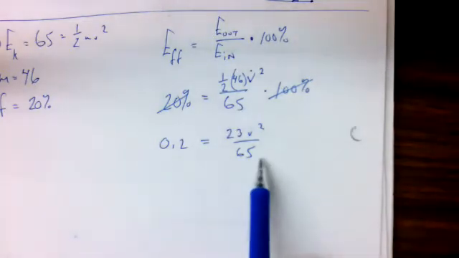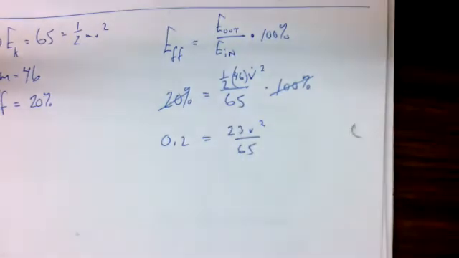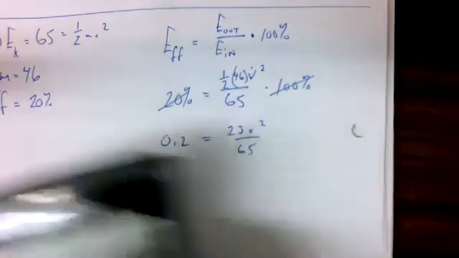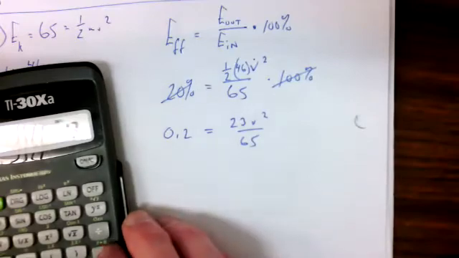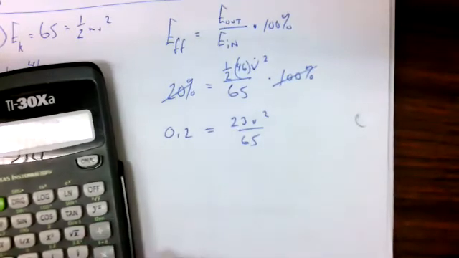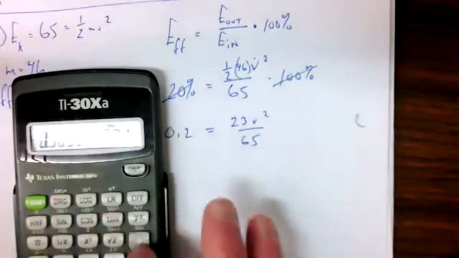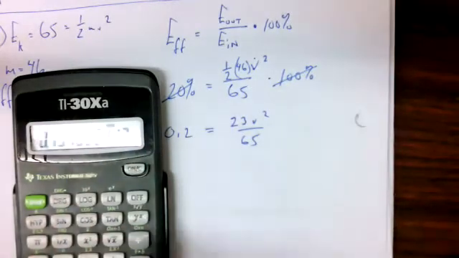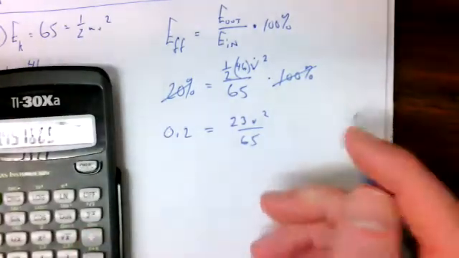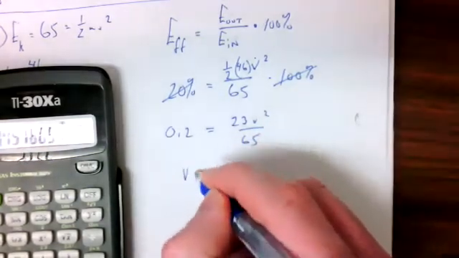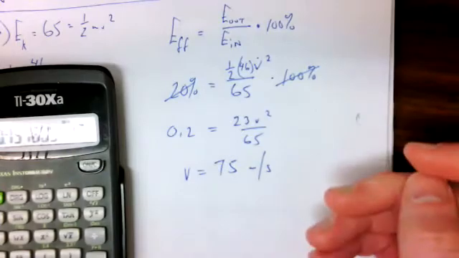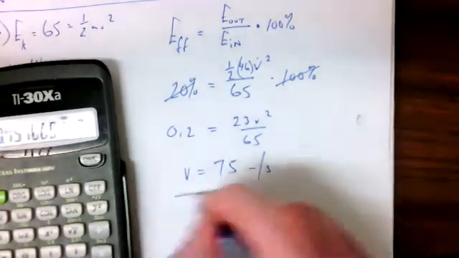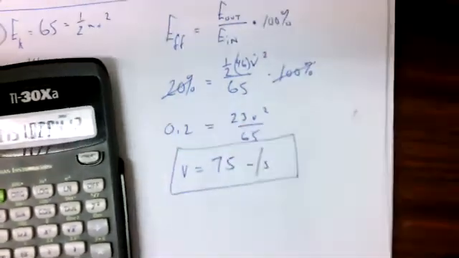So 65 times 0.2 equals 13. Divided by 23 equals 0.5652, and so on. The root, 75 meters per second. So v equals 75 meters per second. Does that ask for the speed? Yes. So then we don't even need a direction or anything.